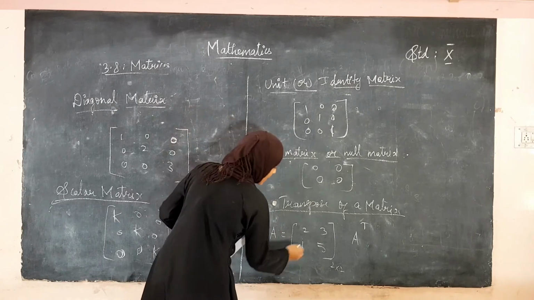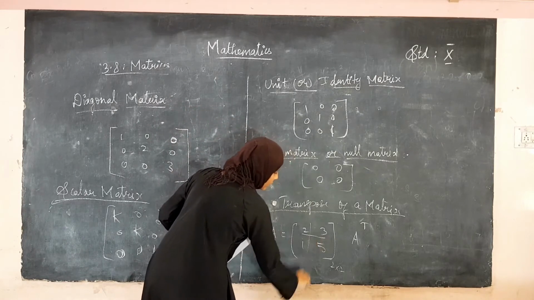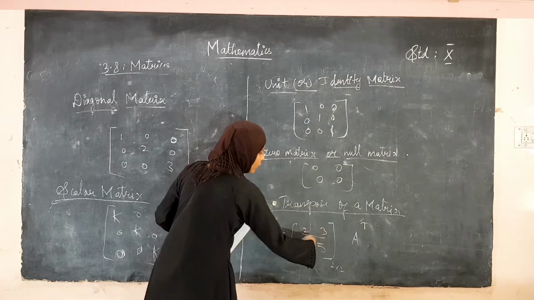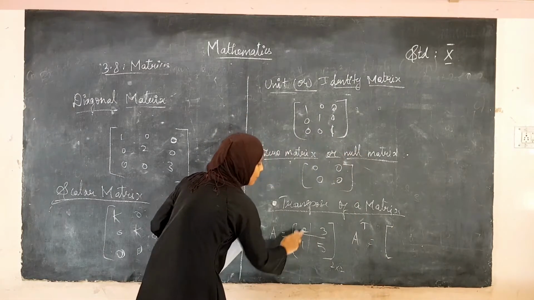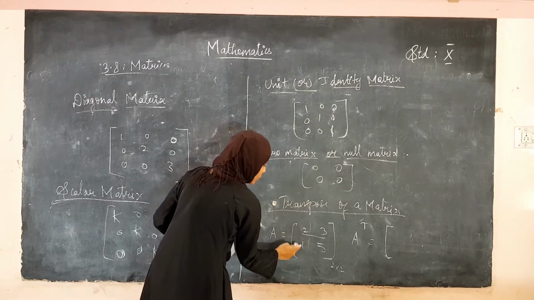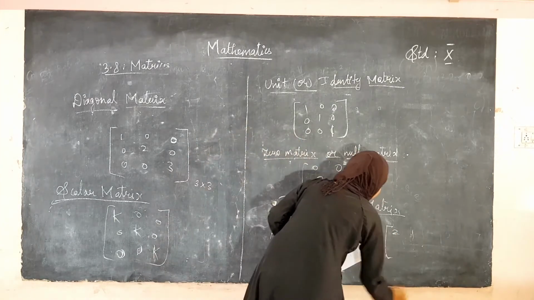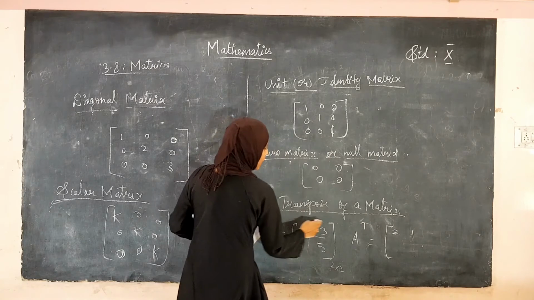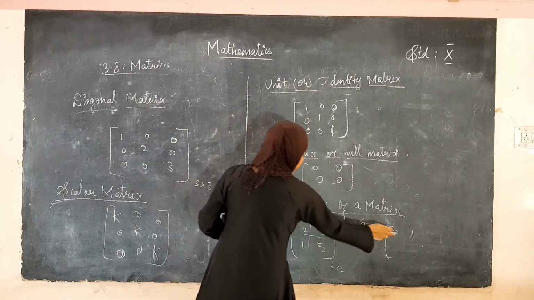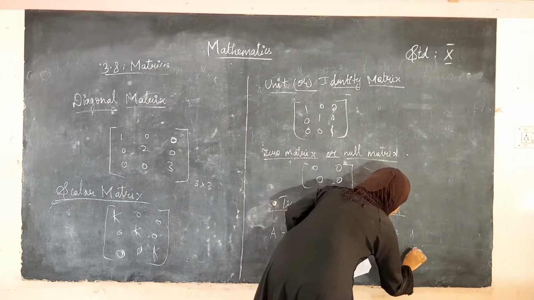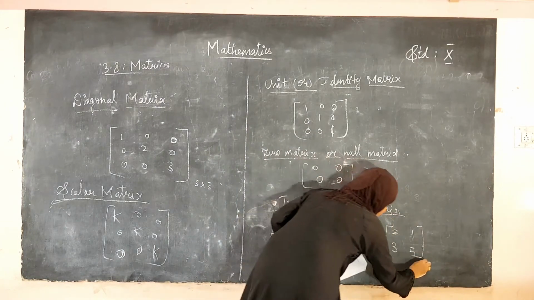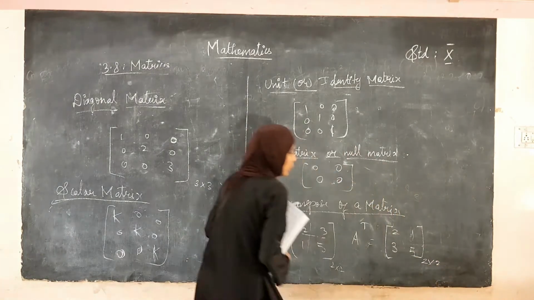What happens is that the rows become columns. All the rows become columns. See here, this column becomes a row, and the rows become columns. This 2 and 1 should be interchanged like this. The first column is taken as the first row and the second column is taken as the second row, 3, 5. This is the transpose of the matrix. The order is also 2 cross 2.